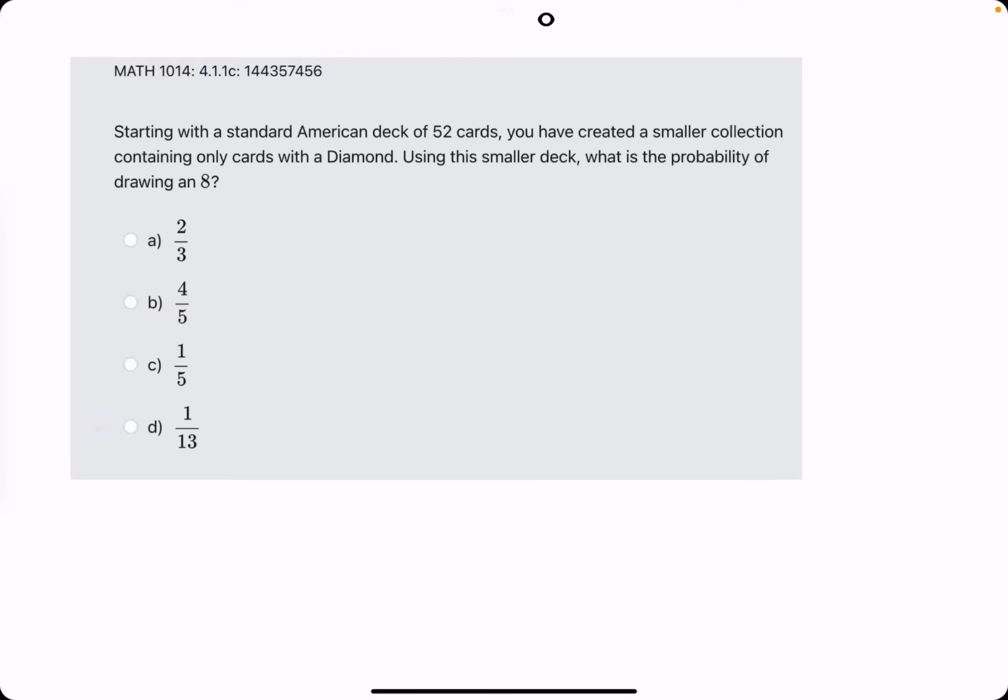Okie dokie. In this problem, they say starting with a standard American deck of 52 cards, you've created a smaller collection containing only cards with a diamond. Using this smaller deck, what is the probability of drawing an 8? So it might help to understand a 52 card deck real quick.